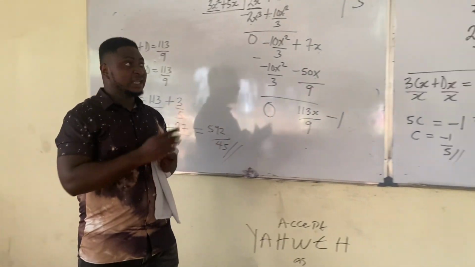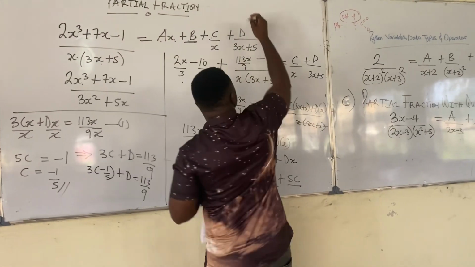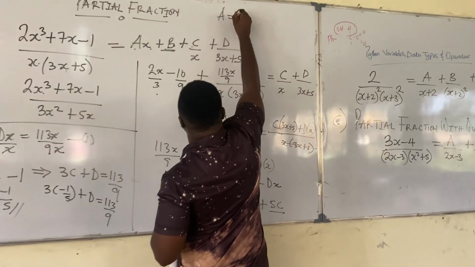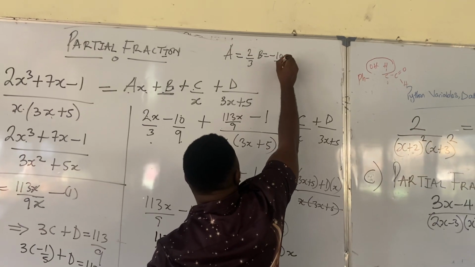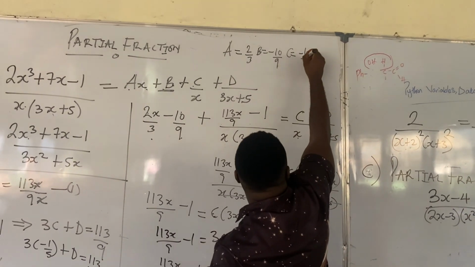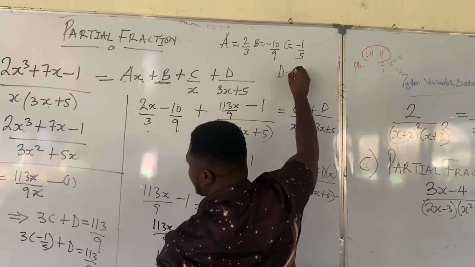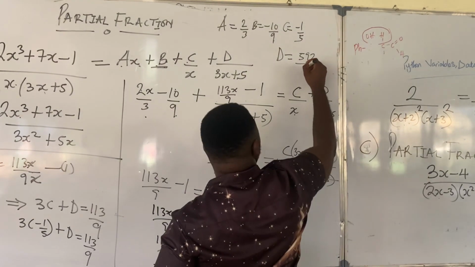So therefore we have gotten A, B, C, and D. Class, so you say in your manual that A equals 2 over 3, B equals minus 10 over 9, C equals minus 1 over 5, and D equals 592 all over 45.